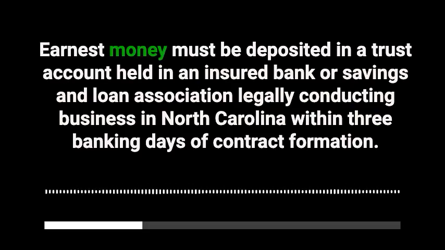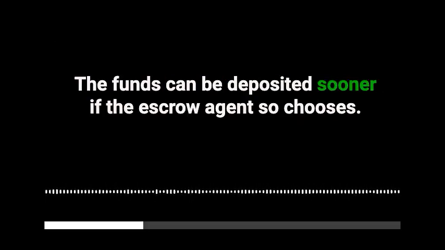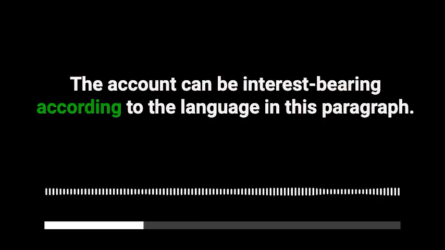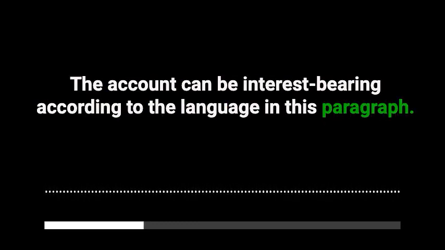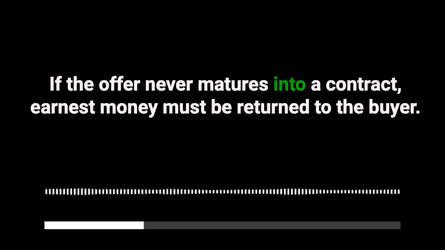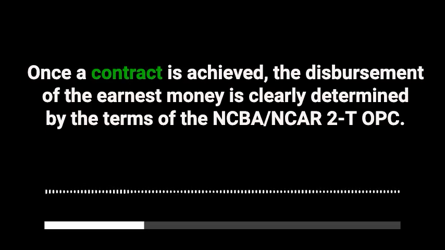58A.0107. Earnest money must be deposited in a trust account held in an insured bank or savings and loan association legally conducting business in North Carolina within 3 banking days of contract formation. The funds can be deposited sooner if the escrow agent so chooses. The account can be interest-bearing according to the language in this paragraph. If the offer never matures into a contract, earnest money must be returned to the buyer. Once a contract is achieved, the disbursement of the earnest money is clearly determined by the terms of the NCBA.